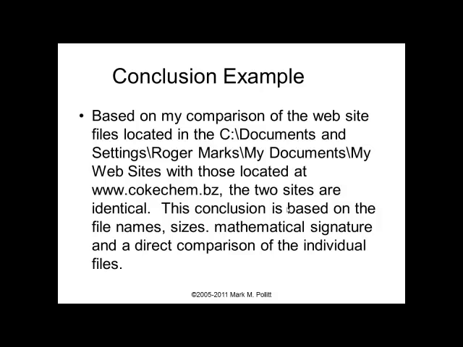And here's an example. Based on a comparison of the website located, these two sites are identical. All right, that's a statement of conclusion. This conclusion is based upon the file names, the sizes, the mathematical signature, and direct comparison of individual files. That forms the basis of your conclusion. The data is these files. Your conclusion is that these are in fact identical, and the basis of your conclusion is because you did the following things and it gives you this result.